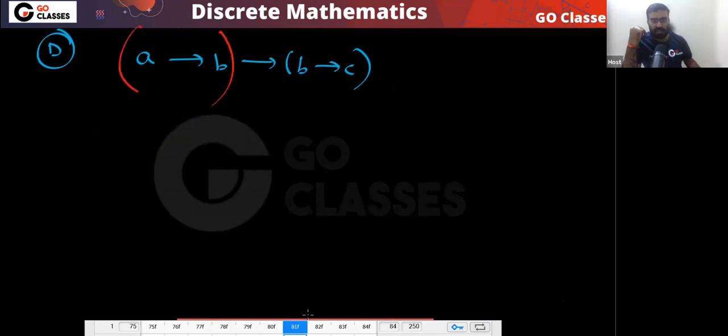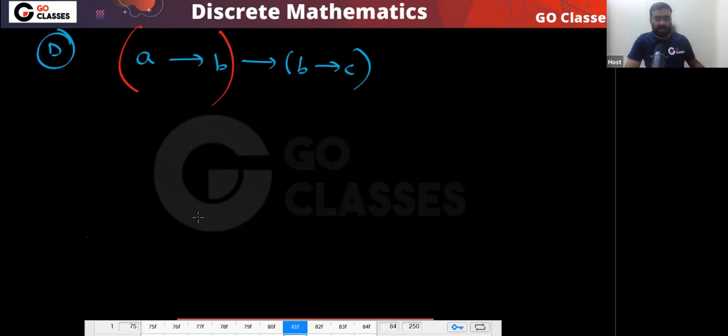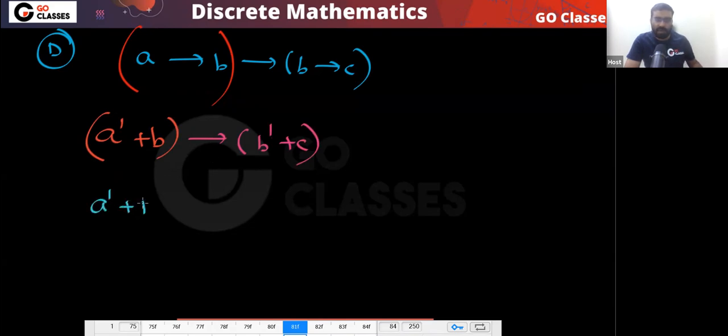What about the other side? If you solve the question like this, then what is the answer? Again, you can solve it very easily. You can do the simplification, or whatever method you want to apply. This will be A bar or B implies B bar or C. Now again, simplification: A bar or B whole bar or B bar or C.